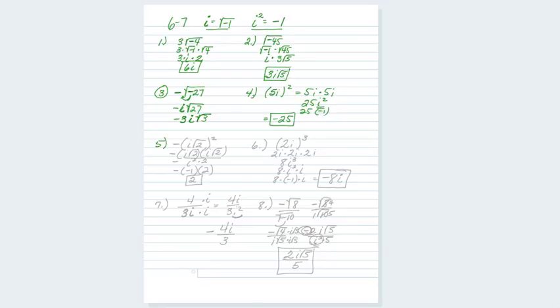Number 5. If I have a negative and then i square roots of 2, squared, this is a negative and then i square roots of 2 times i square roots of 2. This product is going to be i squared times 2. Well, i squared is a negative 1, so we have a negative times a negative 1 times 2. So now I end up with a positive 2.